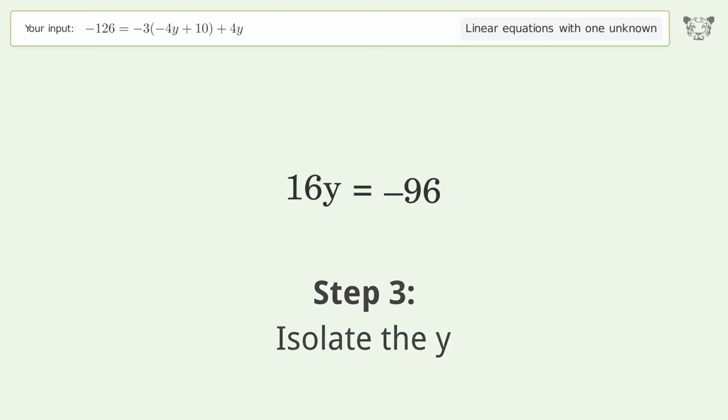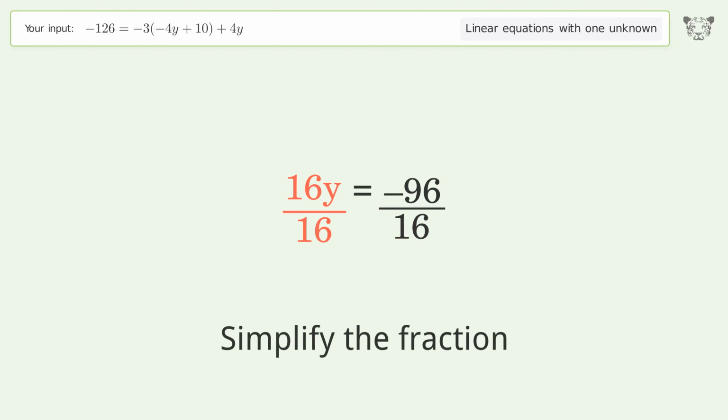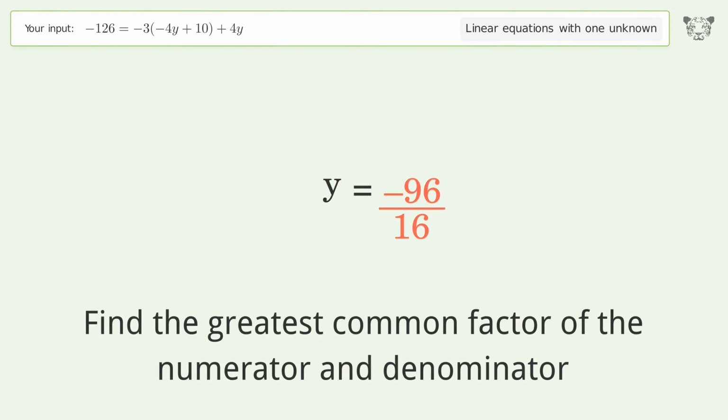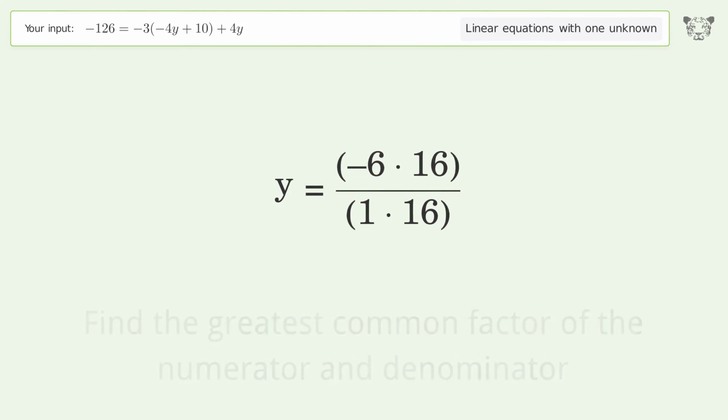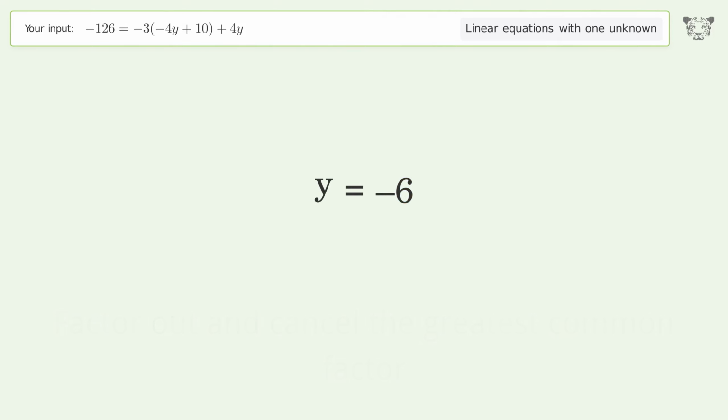Isolate the y. Divide both sides by 16. Simplify the fraction. Find the greatest common factor of the numerator and denominator. Factor out and cancel the greatest common factor. And so the final result is y equals -6.